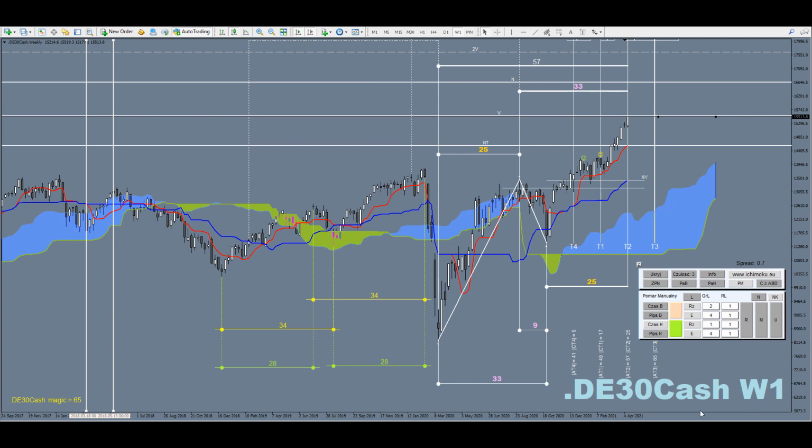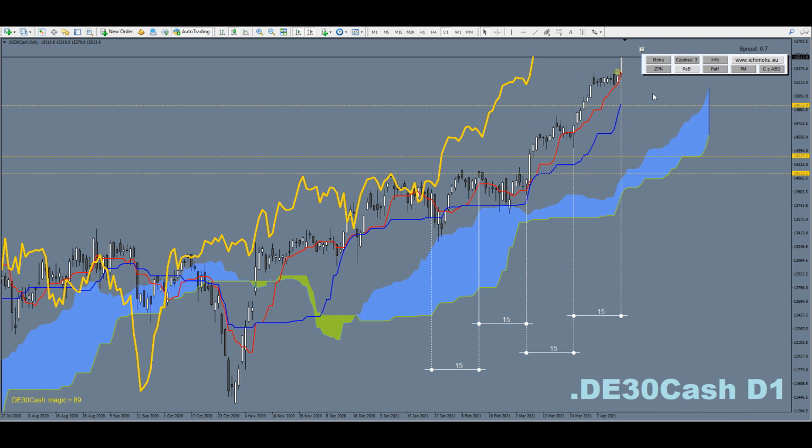Now let's move down to the daily time frame. Again we can identify the equivalent cycles, which coincide perfectly. Now we just have to wait and see what kind of wave is forming.